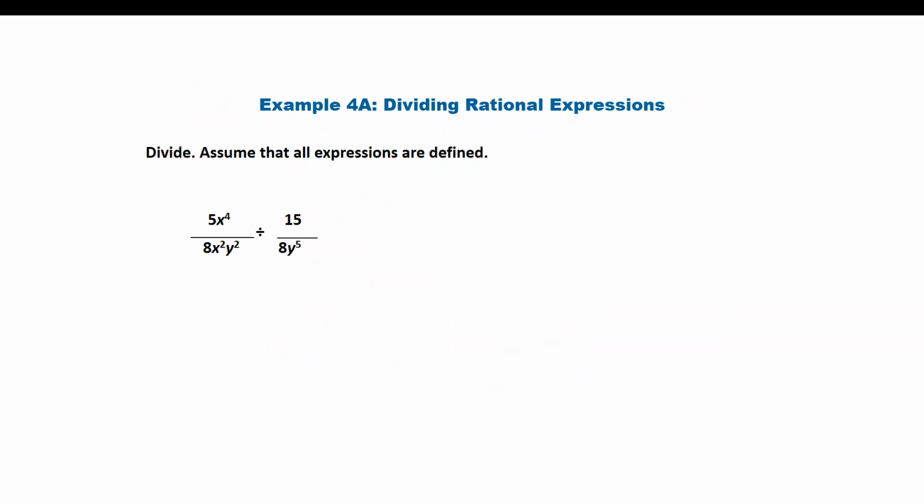Okay, so here's a division problem. It looks a little more complicated, but it's pretty much the same. Remember, we're going to keep, change, flip. So the first thing we want to do is rewrite as multiplication by the reciprocal. There it is.